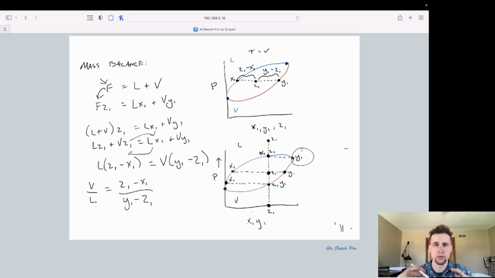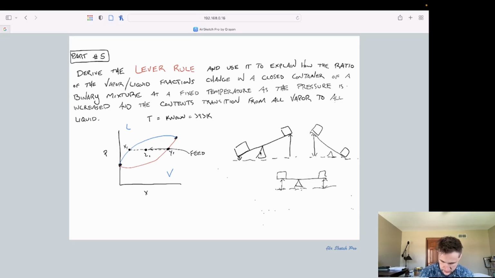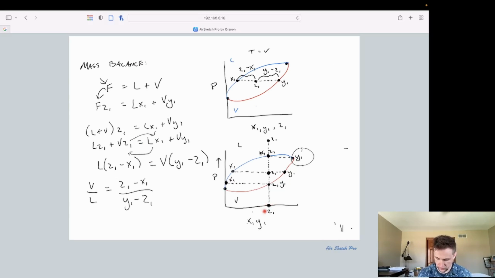And so this is the lever rule in action, and then going back to what we wanted to be able to show, which is the contents transition from all vapor to all liquid, which is what we've done here. We started with all vapor, continue to increase the pressure. We've seen what's happened, and now here appears when it transitions to all liquid. And if we were coming from all liquid down to here, and we formed our first bubble, this would be the composition of that bubble.